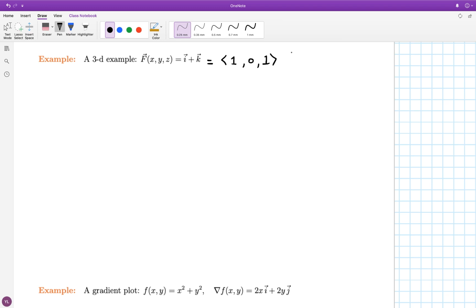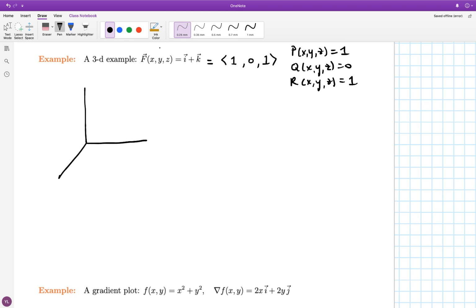So in terms of the letters P, Q, and R, the P function is 1, the Q function is 0, and the R function is 1. It's a perfectly good vector field. It's just that the coordinates don't change with x, y, and z. So what this is saying is at every single point in 3-space, we attach the vector <1, 0, 1> to it. So you can try and plot a few of these.